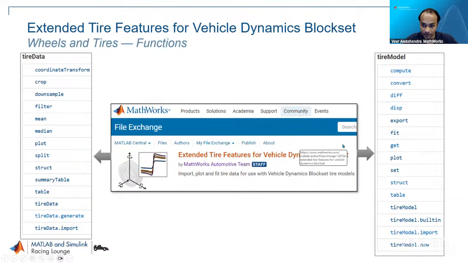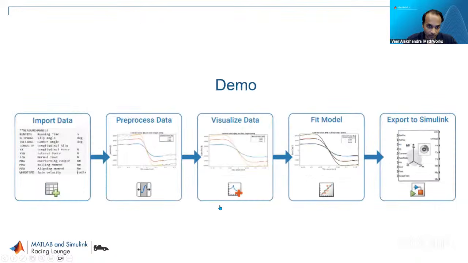Once that is done, the next task is that you want to model the tire. In that case, you can define a tire model, and then further you can export it. In many cases, some tire data is also missing. I think in the TTC as well, there is some tire data for specific tires which is missing. That you can also try to estimate using certain functions which are there. So we'll follow this demo following this workflow: import, preprocess, visualize, fit model, and export to the Simulink model.